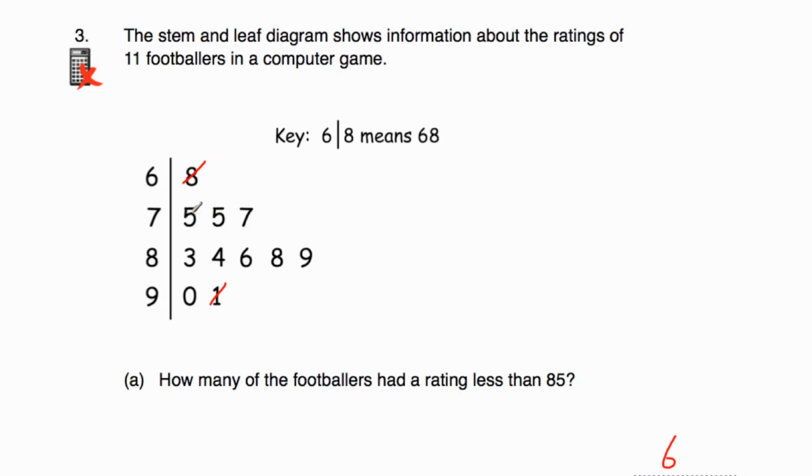I'm going to cross off the next smallest, which is 75, and the next largest, which is 90. The next smallest, which is 75, and the next largest, which is 89. And I'm just working my way into the middle. I'm going to cross off the next smallest, which is 77, and the next largest, which is 88. And then I'm going to cross off the next smallest, which is 83, and the next largest, which is 86.